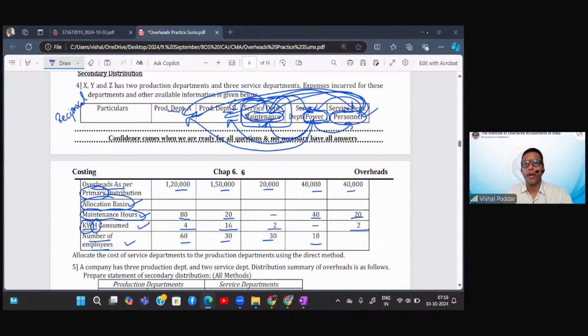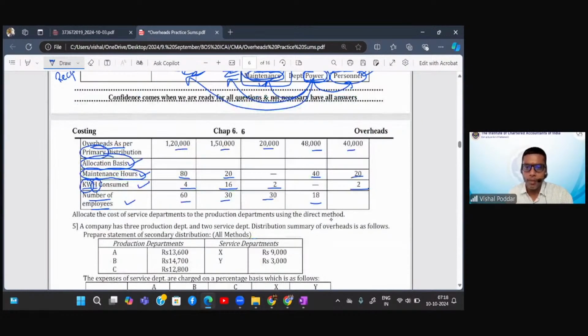Perfect. But what is the best part of this question is, one second, Kasak, I'll unmute you. What is the best part is, the category is reciprocal, but the question requires you to solve it by the direct method. So this is going to be interesting. Let me first unmute Kasak to see what is the question.